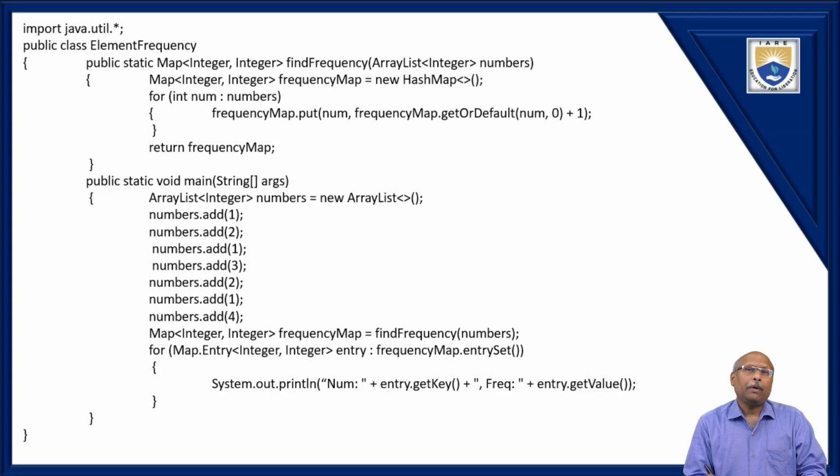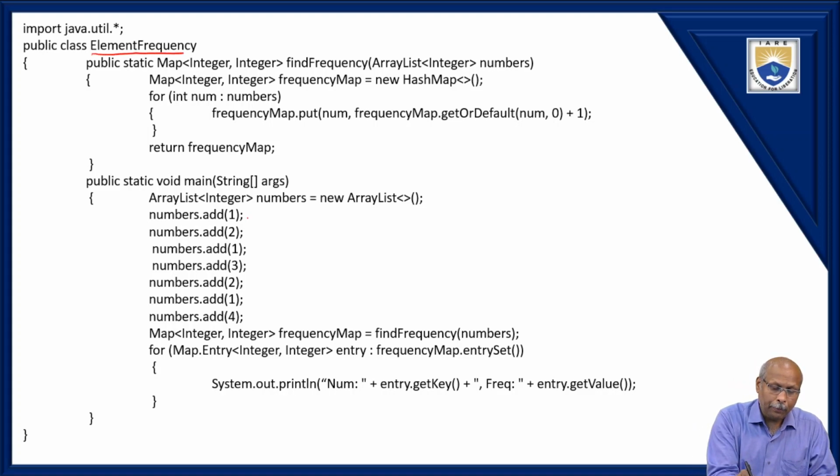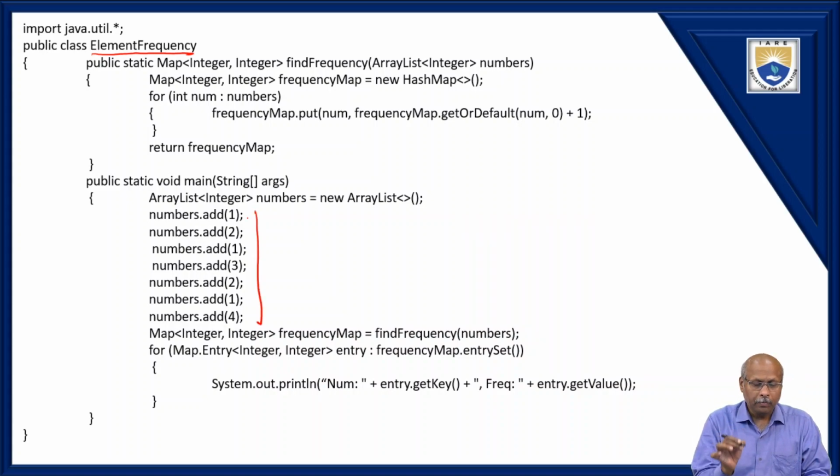For example, I want to find out the frequency of a particular item. This item is available how many times? Assume 1 is available the first time. So now my goal is to find the element frequency: how many times is that element available? If you observe this program, 1, 2, 3, 4, 5, 6, 7, 8 times in total I have inserted.